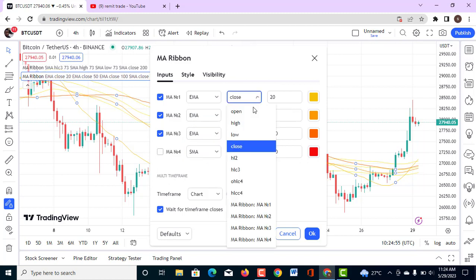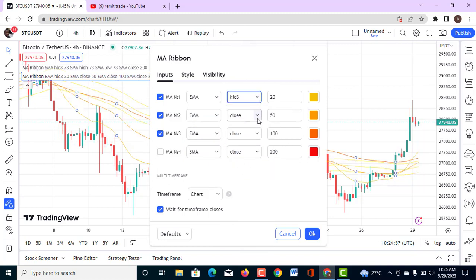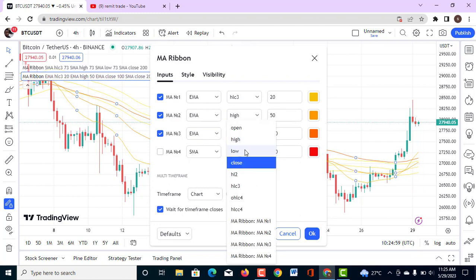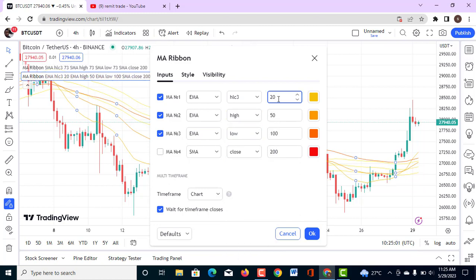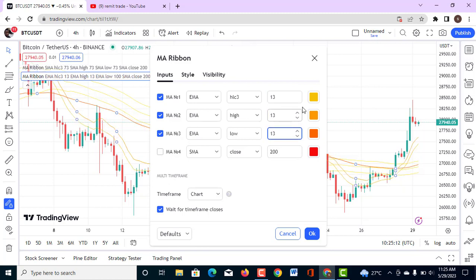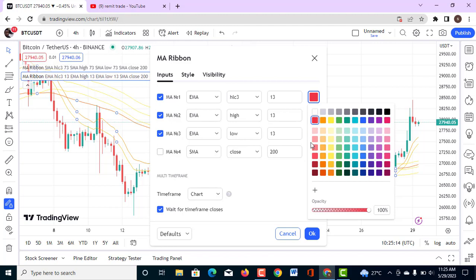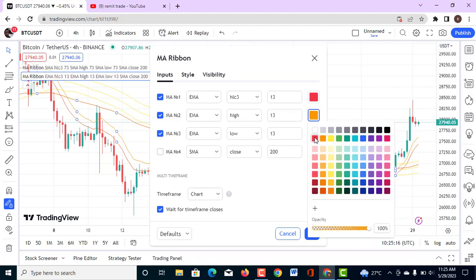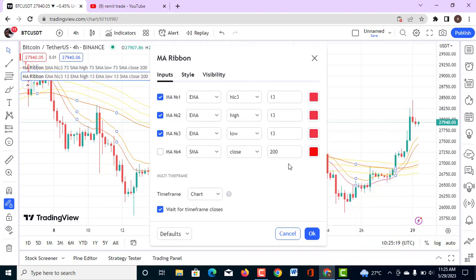Exponential moving average here is the same thing as the other one. Then these have to be changed to 13. Change this to 13. Then I have to change the color to red. You can use any color of your choice. It doesn't matter. Then I'll click OK.